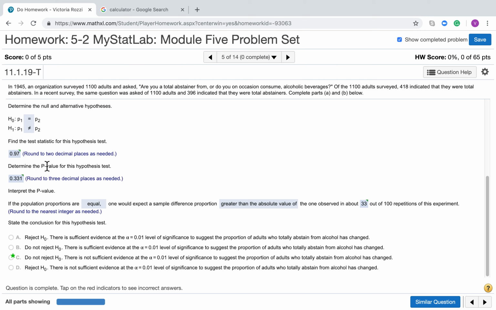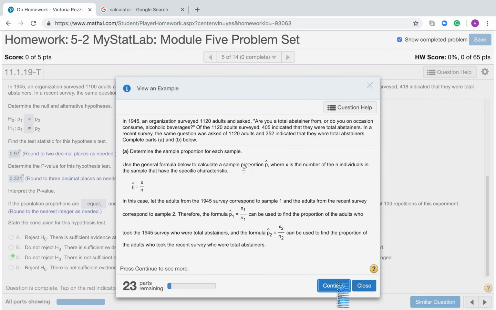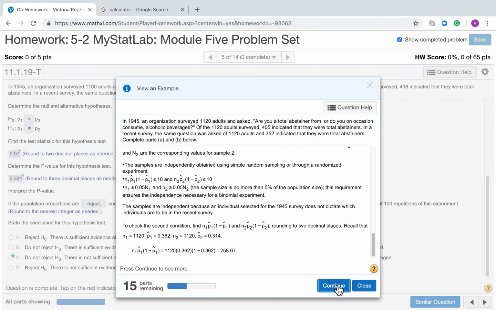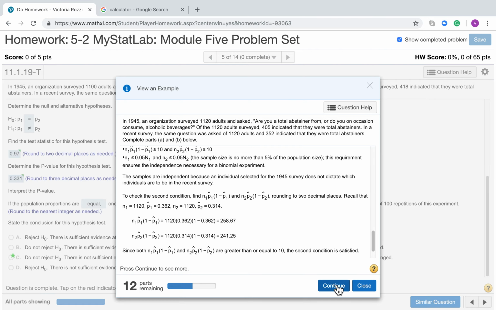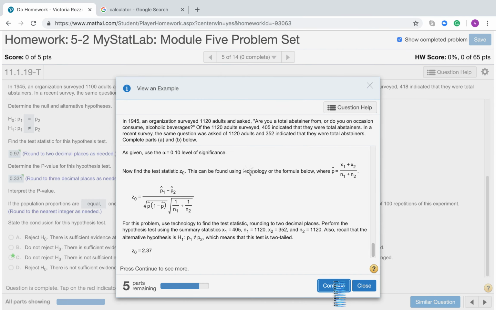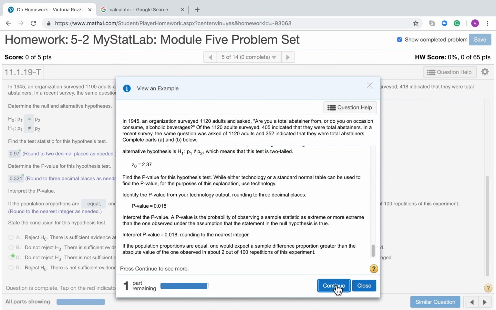Now the whole idea of your p-value. It's probably easier to explain this if you go into view an example. I'm just going to click through to show you how you interpret the p-value. This is what it would give you in the book as well, but it's easier to read just to have me show you here. So this is just going through all of the values here.